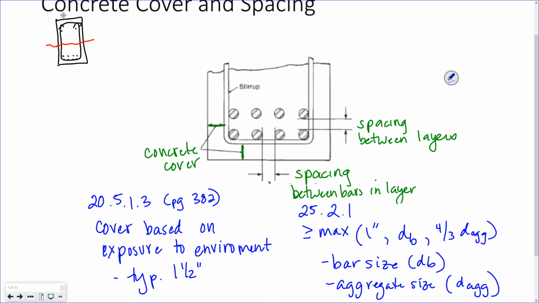And then the spacing between layers, 25.2.2, must be greater than or equal to 1 inch. And again, this is the clear spacing, because we have to have space in there for the aggregate and everything to get in there so that the steel can bond. Right, a little bit of bonding time.